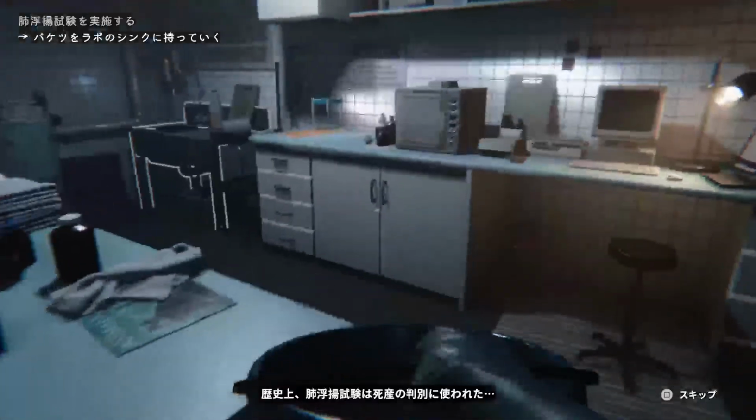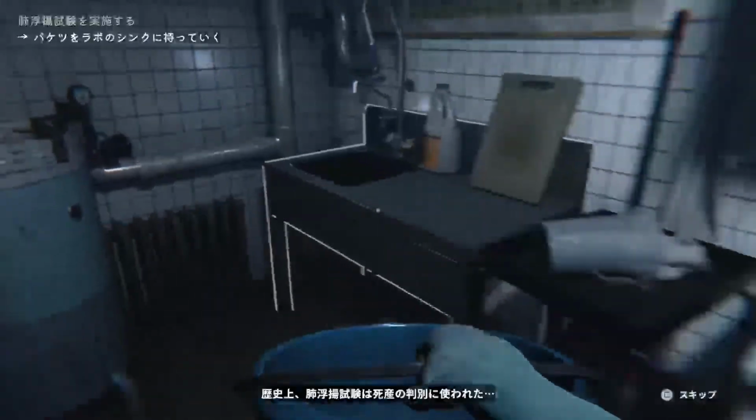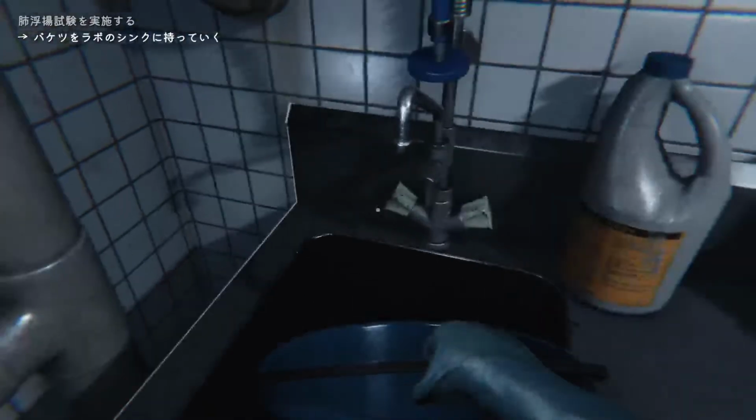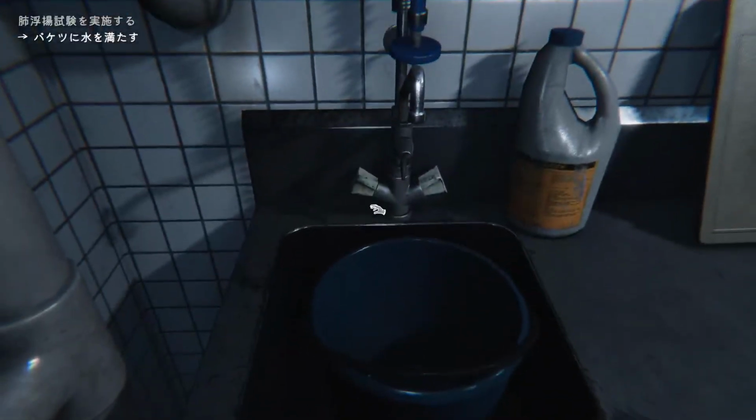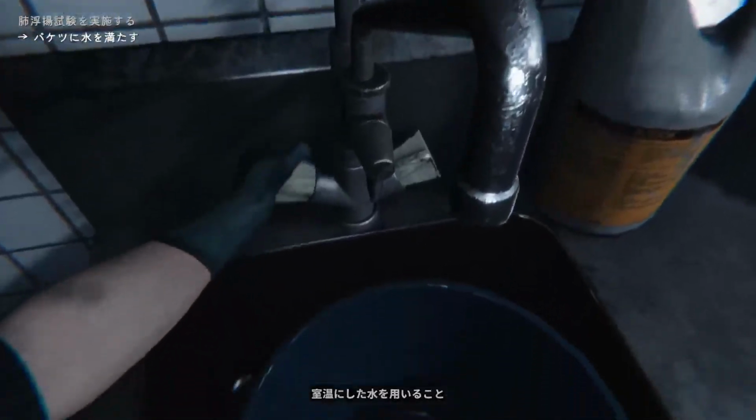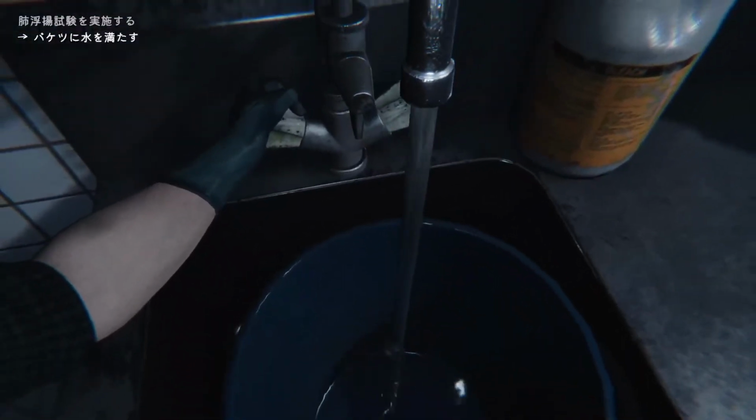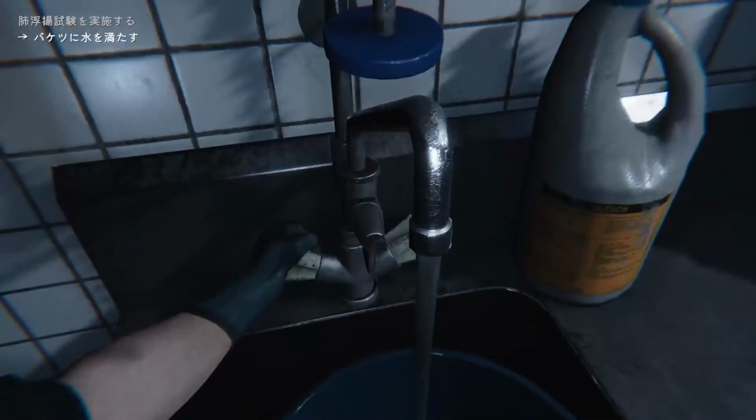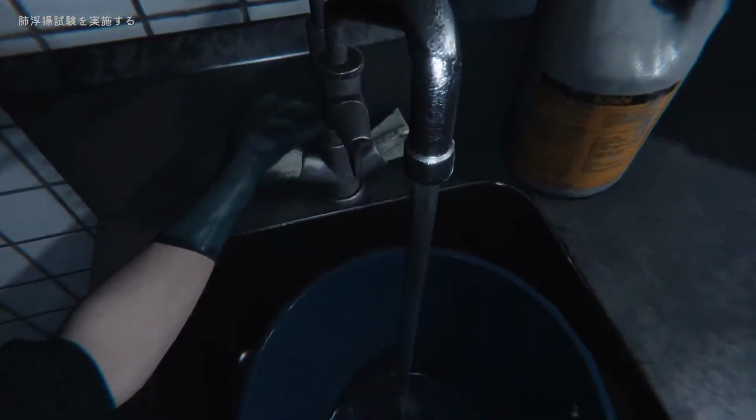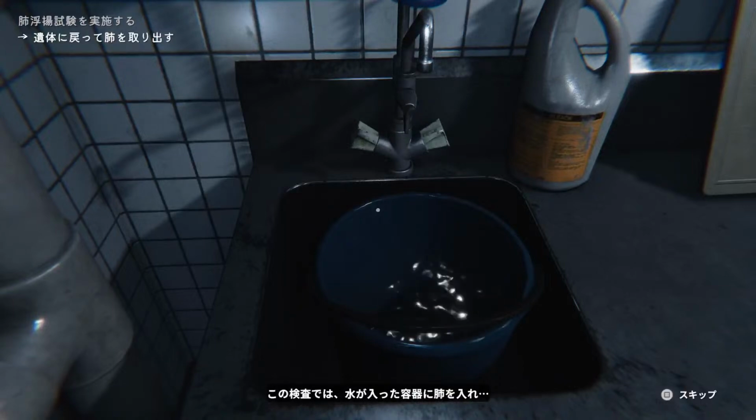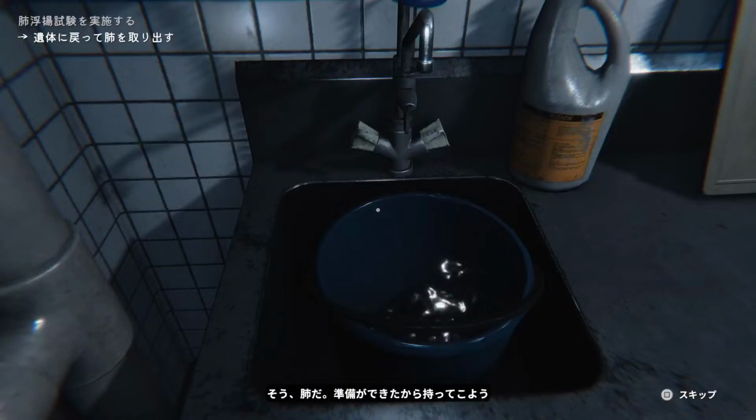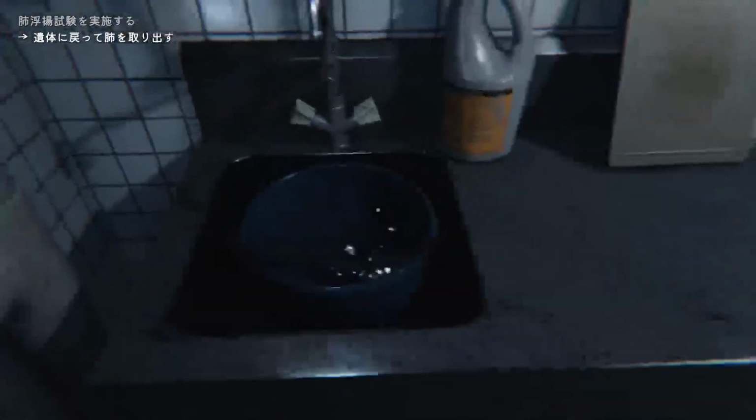Historically, the lung float test is used to detect infanticide. The water should be at room temperature. That's enough. To test for this, I have to place the lungs in a container of water. This checks if there is air in the lungs. And speaking of lungs, everything is ready to bring them here.